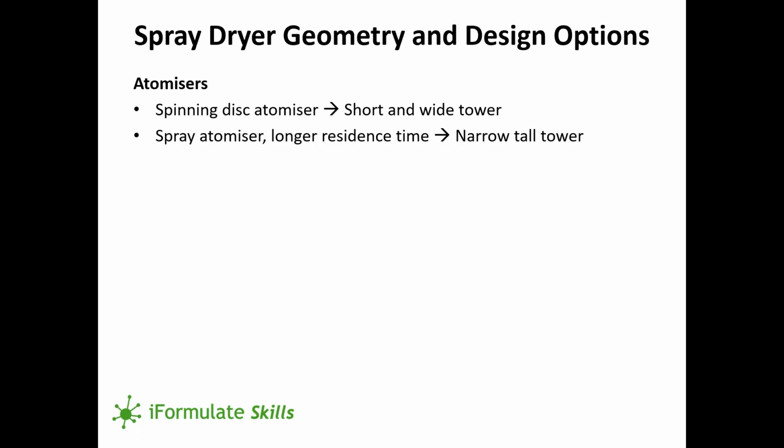Now, so far we haven't said too much about the atomizer, or the atomizers that can be used to make the droplets. There is a lot of choice and a lot of different atomizer designs. Atomizer design is a big topic in its own right, so I'm going to be very brief here. But very briefly, you can atomize by use of a spinning disc, and that sprays tangentially in the tower, and the tower for that reason is relatively short and wide. In a nozzle atomizer, you might choose a tall and thinner tower for longer residence time.